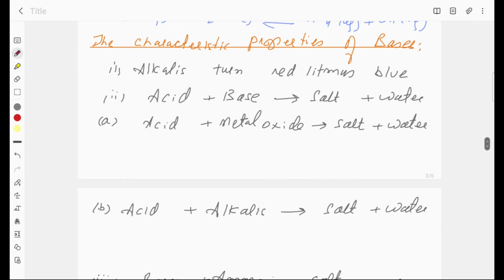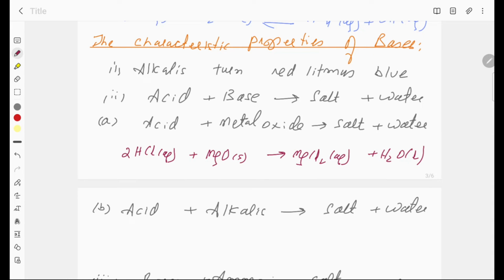Characteristic properties of bases. Alkalis are bases, so I begin with alkalis. Alkalis turn red litmus blue, and if you react a base with acid, it gives you salt and water. We have already discussed. In part A, I have written acid plus metal oxides give you salt and water. I can give you an example. An acid like HCl reacts with a metal oxide like magnesium oxide to give you magnesium chloride, a soluble salt, and water, and you have to balance it.